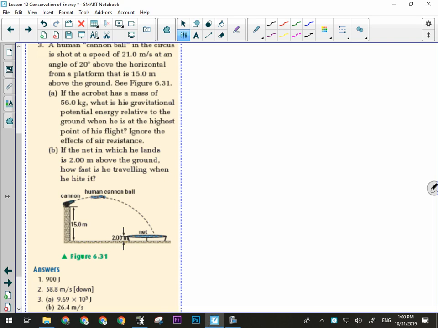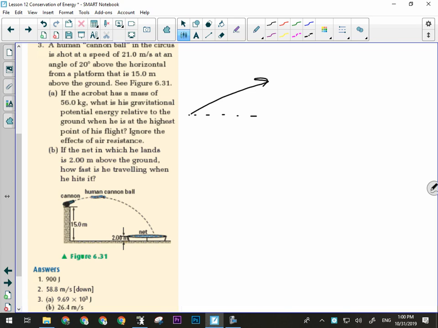So if I'm going to do the maximum height way first, here's what I have to know. I've got him being fired at 21 meters per second at 20 degrees above the horizontal. This side of the triangle represents the initial vertical velocity. This side represents the horizontal component. Does that ring a bell from kinematics? If I'm going to calculate his maximum height, that occurs here when VF is 0.